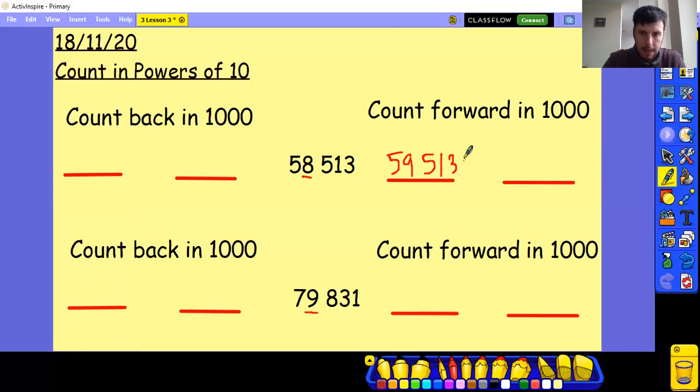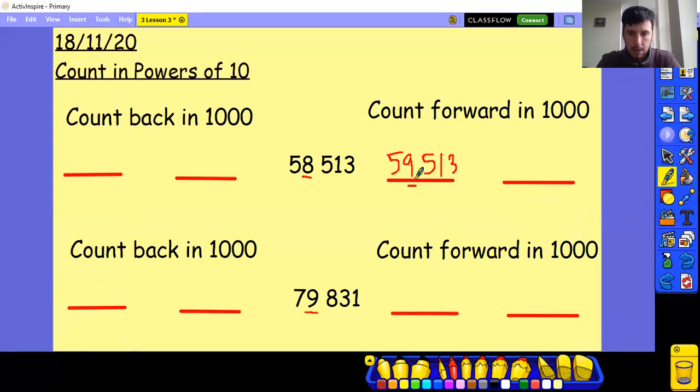So I've got 59,513. Now, I've got a 9 now. So this is where I need to have a think, because obviously I can't have this. Why can I not have that? I'll leave you a couple of seconds to work that out. And you would be correct, because I can't have 2 numbers in a single column. I can't go from 9 to 10 in a single column. So what I have to do, again, in my head, I have to carry it over to the next column.